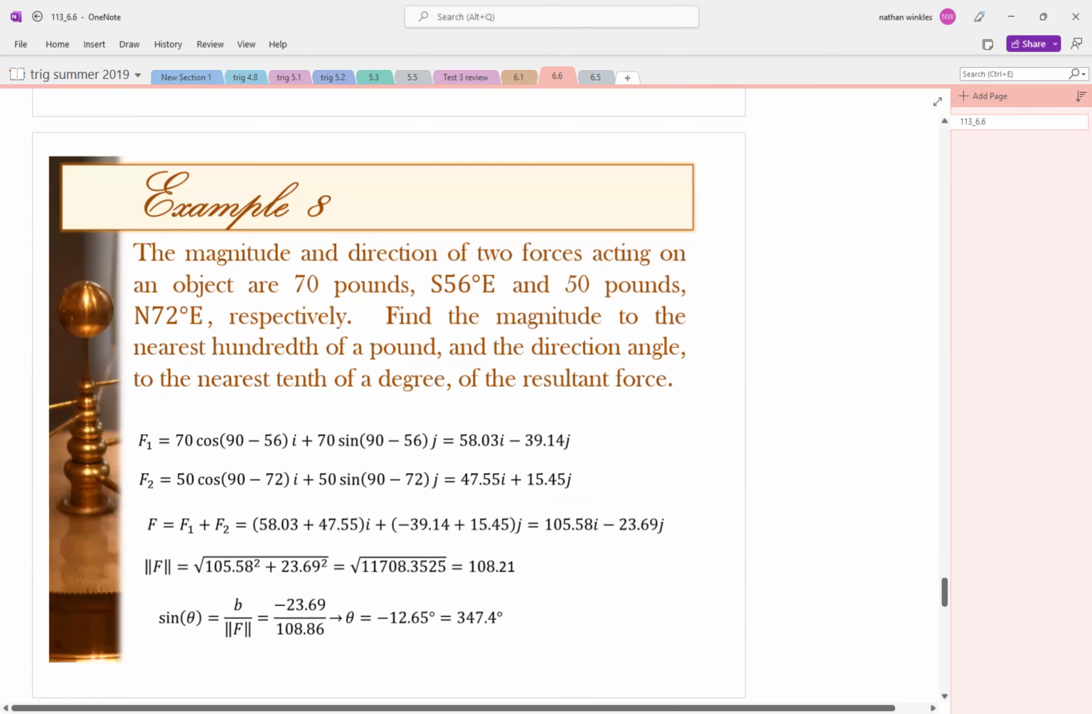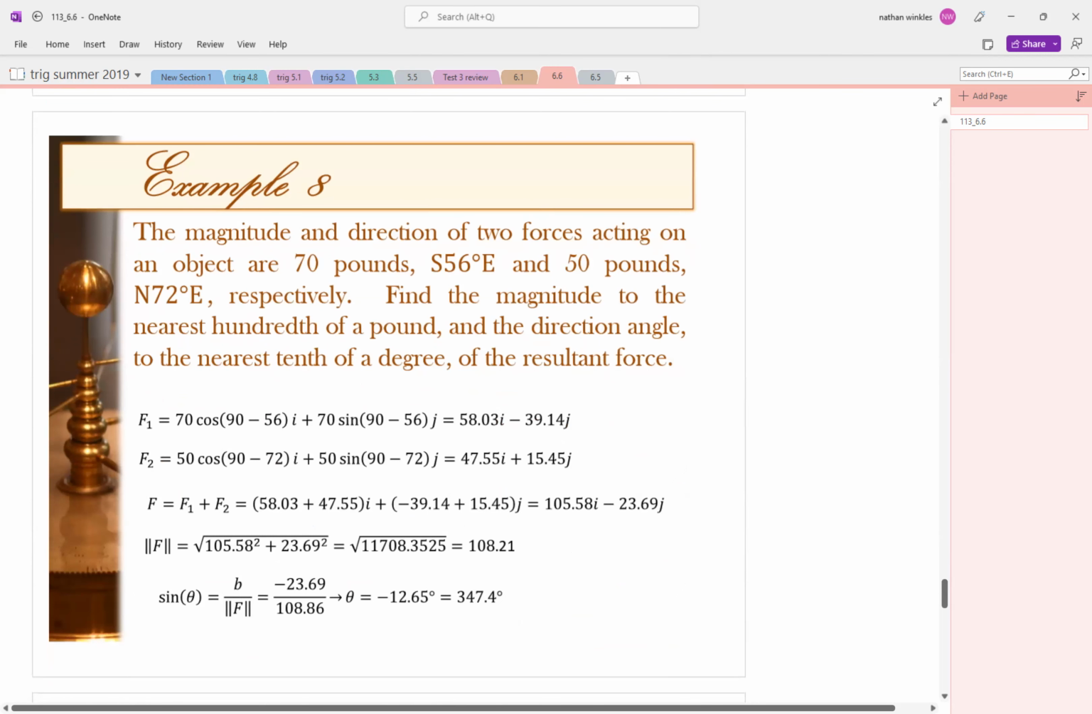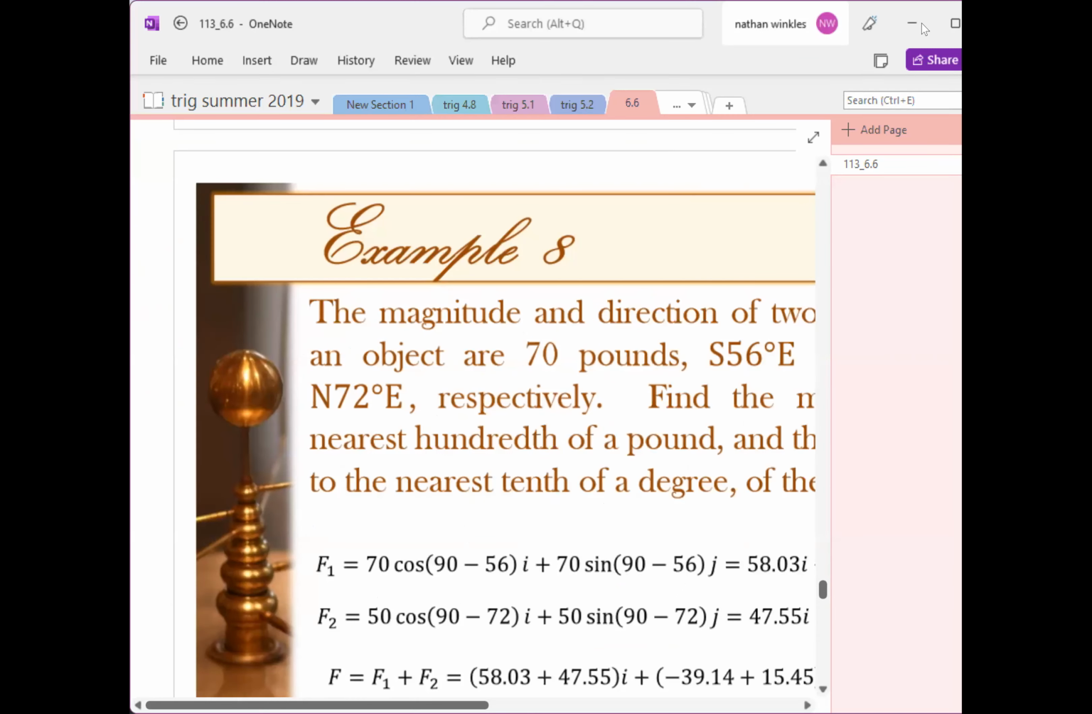So now we're going to get a little in depth here on some word problem examples. Oops, sorry about that.